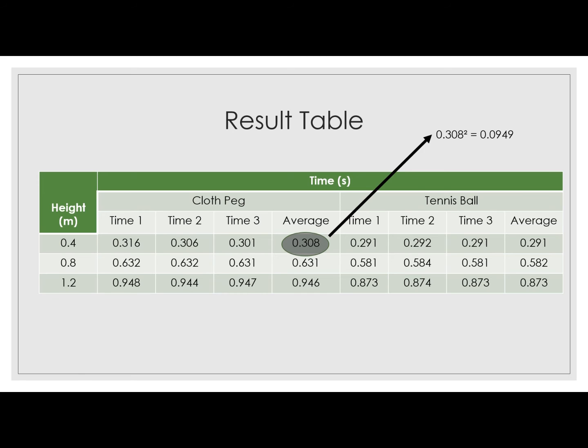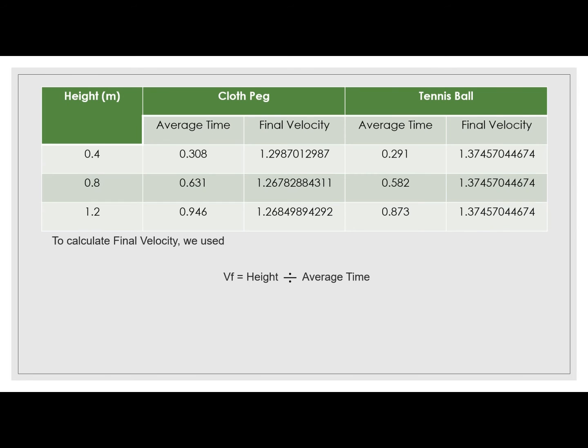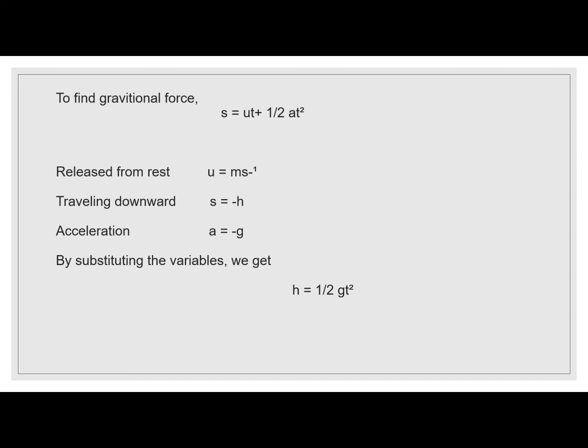This is our result table. We did three trials to get the average time for both objects. This is our average time, which is t squared. To calculate average time, we use time 1 plus time 2 plus time 3 divided by 3. This is our final velocity table. To calculate final velocity, we use Vf equals height divided by average time.